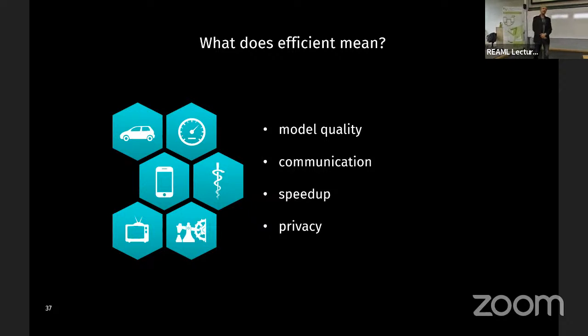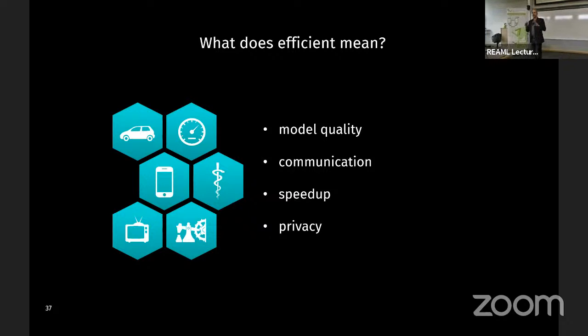And the last very big chunk is privacy. I already said, data does not leave your device. That's great. Nonetheless, you send model parameters. And of course, you can try to infer from these model parameters something about the data. And you might have heard, it's actually possible to infer quite a lot. So how can you protect against it? And what does it mean for federated learning?